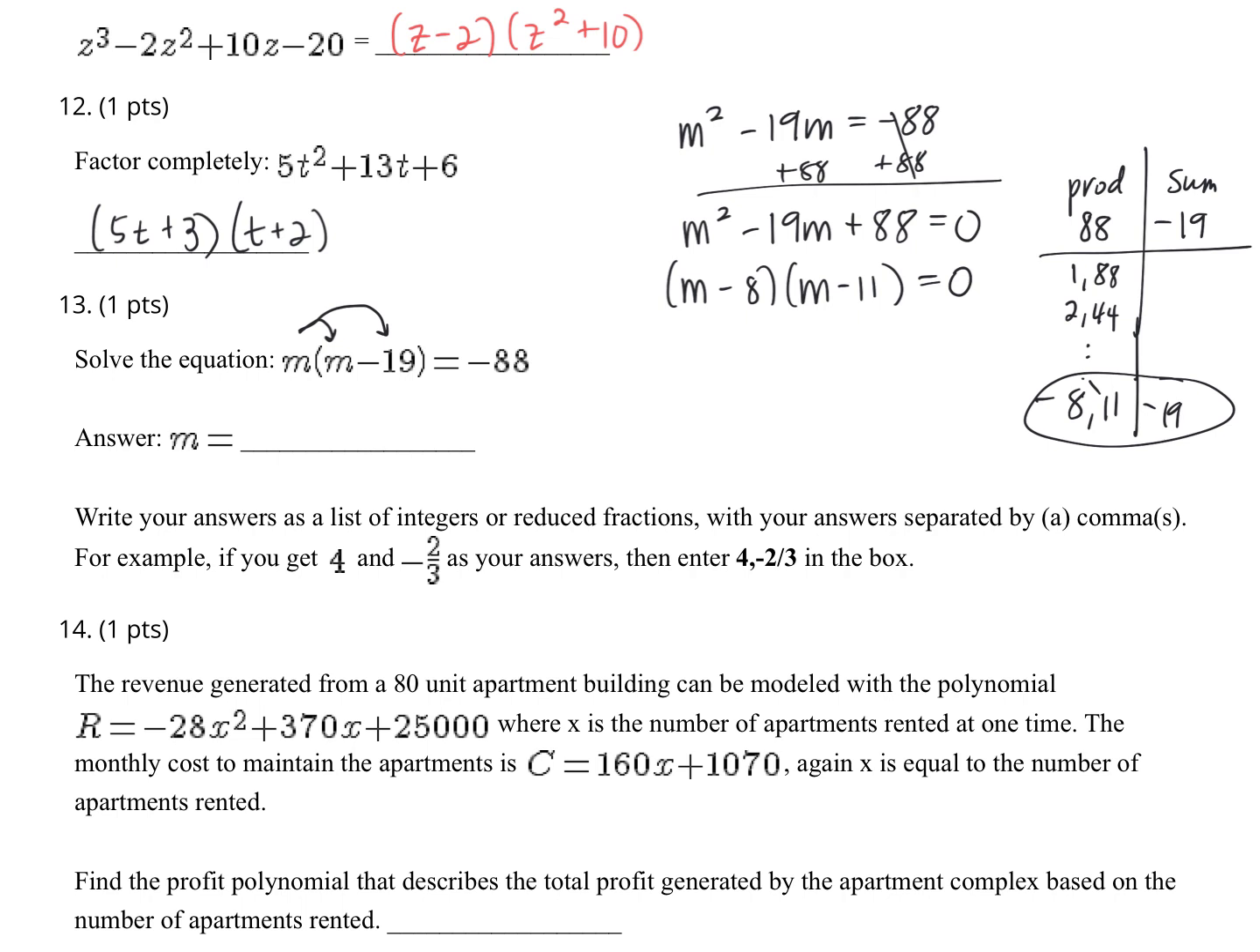And then I'm solving this one, so I'm going to set each equation equal to 0 and solve. Add 8 to both sides, we'll get 8. Add 11 to both sides, we get 11. So the answers are 8 and 11.